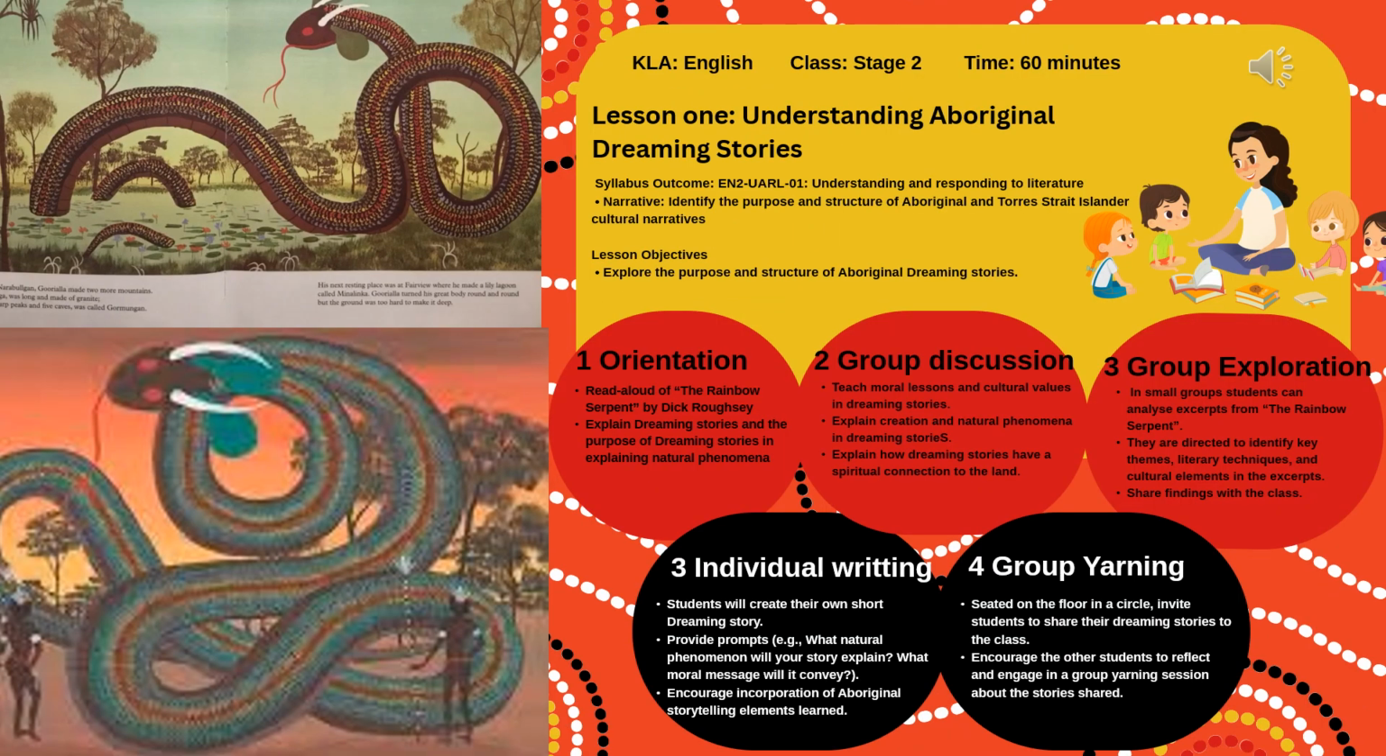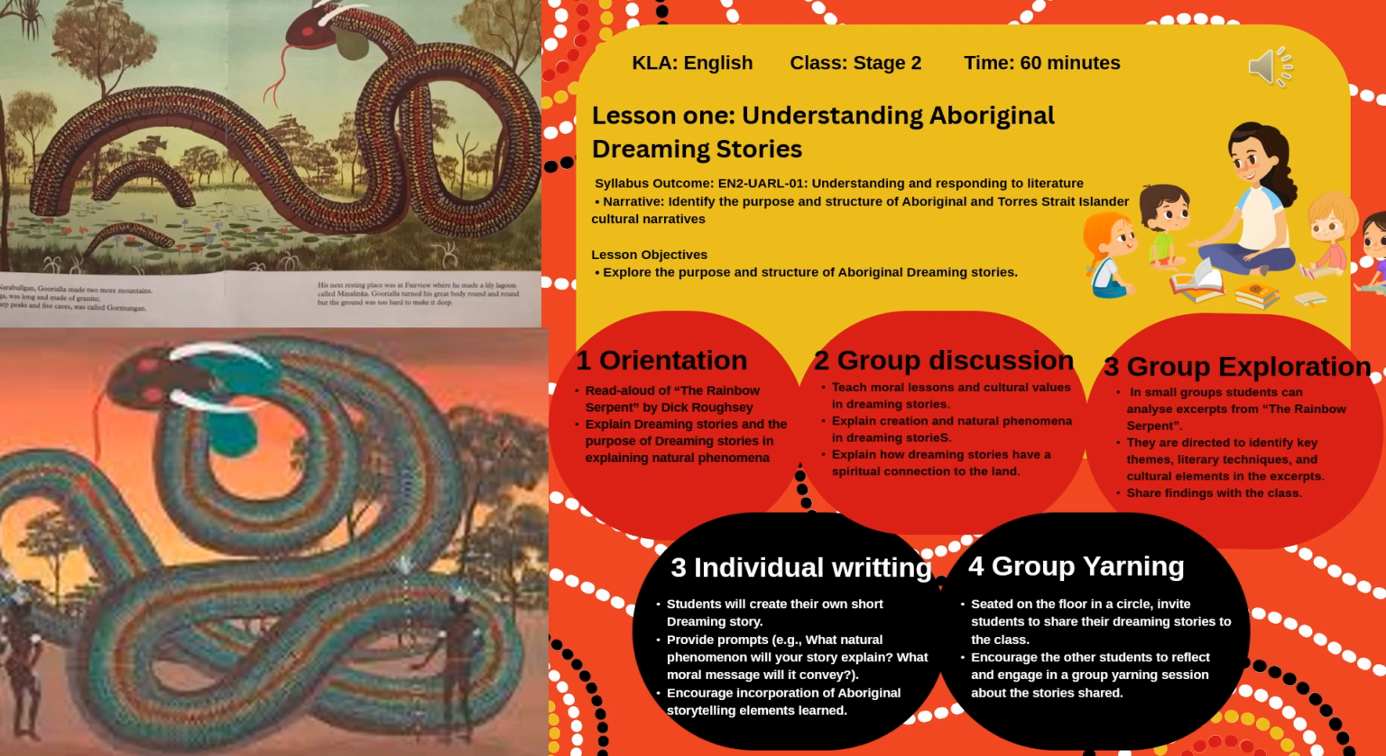The first lesson will be for English. The syllabus outcome will be understanding and responding to literature, with the focus area identifying the purpose and structure of Aboriginal and Torres Strait Islander cultural narratives. The lesson objectives are to explore the purpose and structure of Aboriginal dreaming stories.